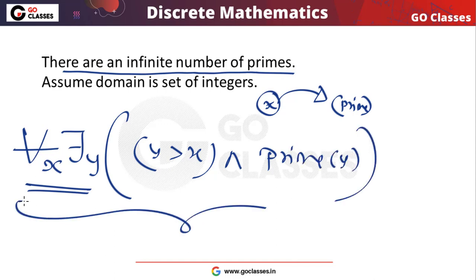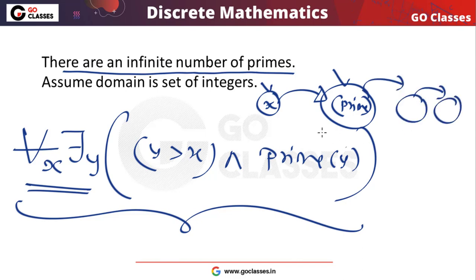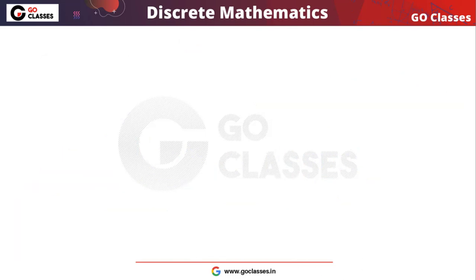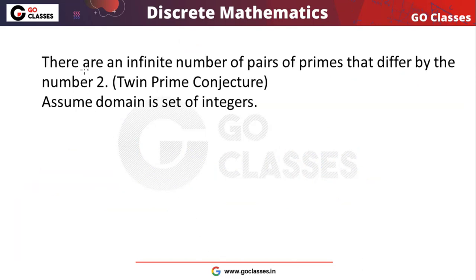This we have already seen actually, so just repeating. For every number, whatever number you take, there must be a greater number which is prime. So for every number this should happen, and we can say that there are infinite number of primes. So for all x, there exists a y such that y is greater than x and y is prime. Let's see the next example. There are infinite number of pairs of primes that differ by the number 2. This is a conjecture actually.